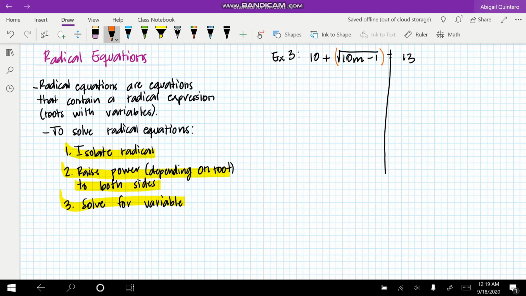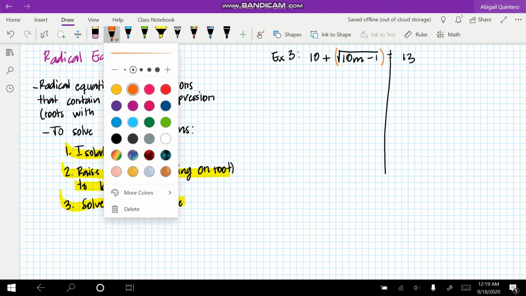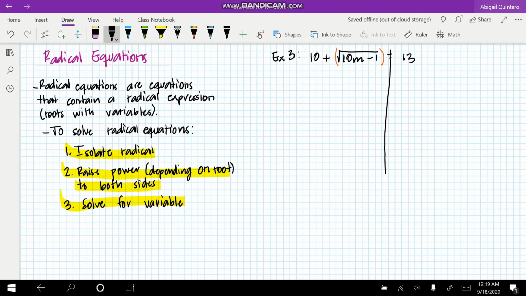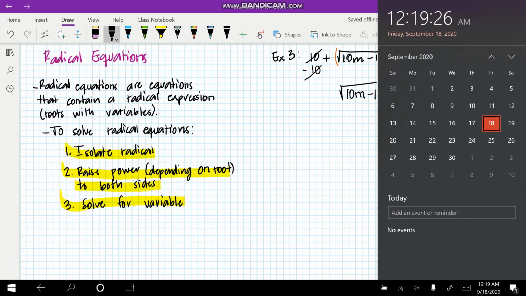So we want to get rid of the 10. How do we get rid of it? By doing the opposite of what it's doing, which is adding, and then it's a positive. So minus 10, and then minus 10. So 10 and 10 are going to cancel out. And then we have the square root of 10m minus 1 equals 13 minus 10, which is 3. So step 1 is done.